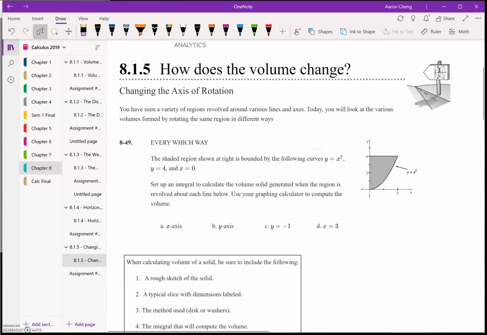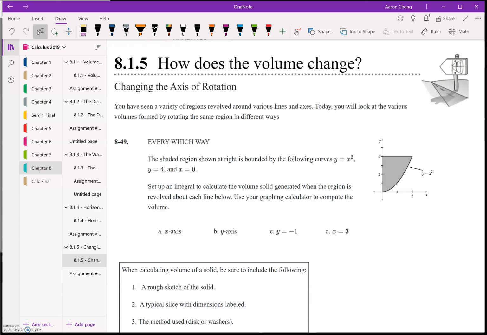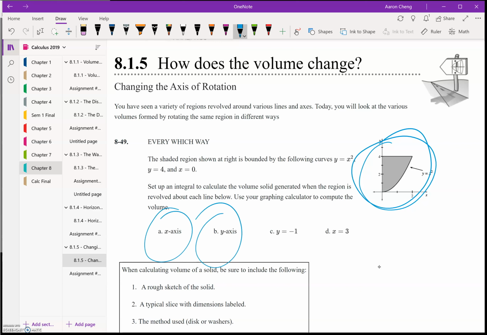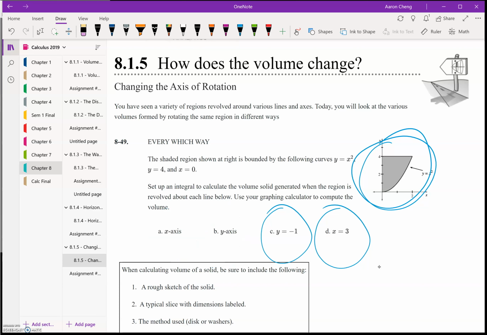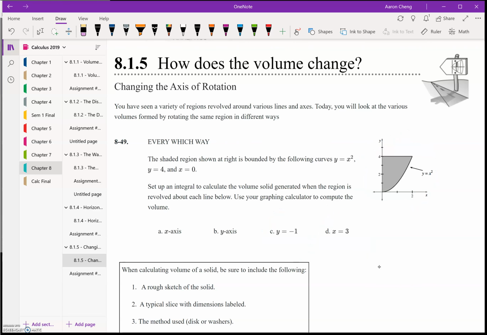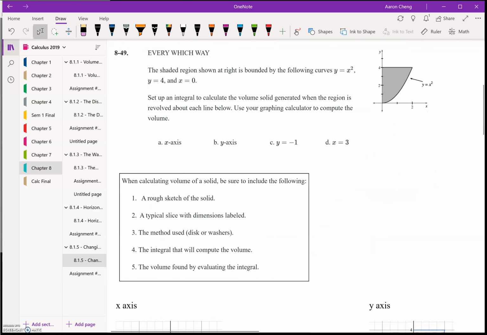So, we are going to take this area and we're going to rotate that around the x-axis, the y-axis, y equals -1, and x equals 3. And we're going to find out that these last two in particular are a little bit unique. So we're going to follow these directions by roughly drawing a sketch.